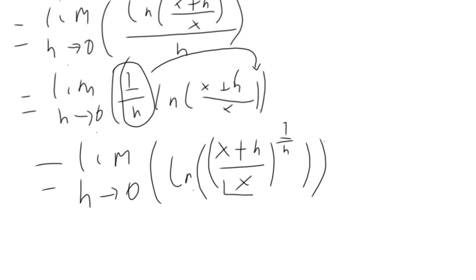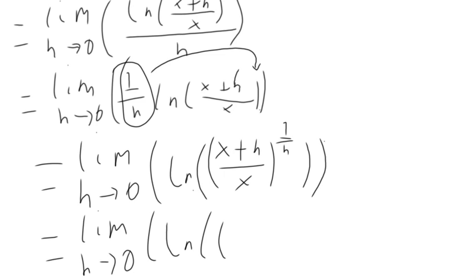And I'm going to take a look at this right here. I'm going to do the division. I'm going to divide the x into the numerator. So this will still be the limit as h goes to 0 of the natural log. So now x over x is 1. Then we still have the plus h over x right here. This is being raised to the 1 over h power.